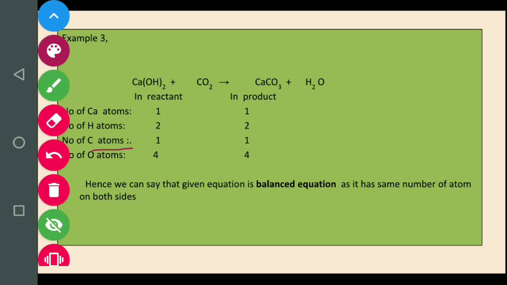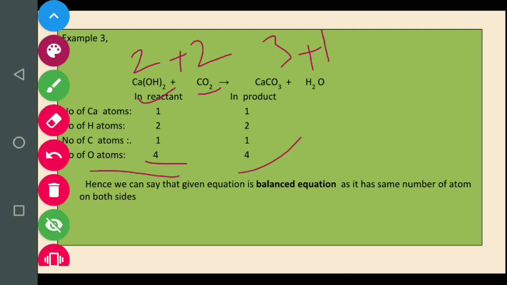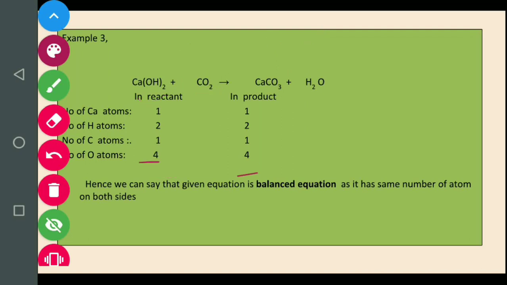On the reactant side, the number of carbon is 1 here, and on the product side carbon is 1 here, you can see C. Now oxygen: you can see 2 oxygen here and 2 oxygen here, 2 plus 2 is 4 oxygen, and on the product side you can see 3 oxygen here and 1 oxygen here, 3 plus 1 is 4. The oxygen numbers are the same, so oxygen is also balanced. Hence we say that the given equation is balanced as it has the same number of atoms on both sides.